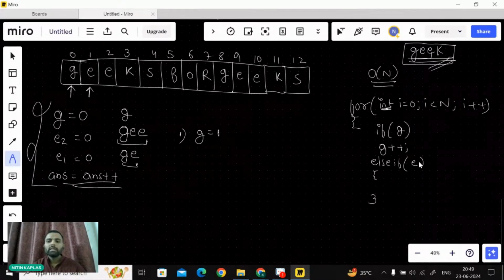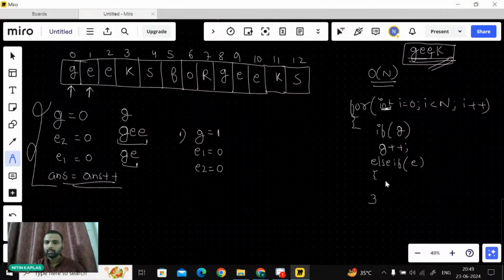Now, please focus here. When we have E now, what is my E1 right now? It's 0. What is my E2 right now? It's 0. So what I'm doing here is I simply update first my E2, which is E2 plus equal to E1. So right now, what is your E2? 0 plus 0, right? That's why it's 0. E2 simply depends upon your E1, right?